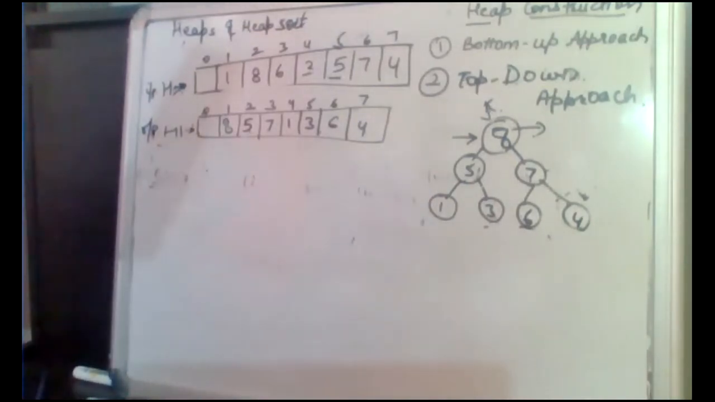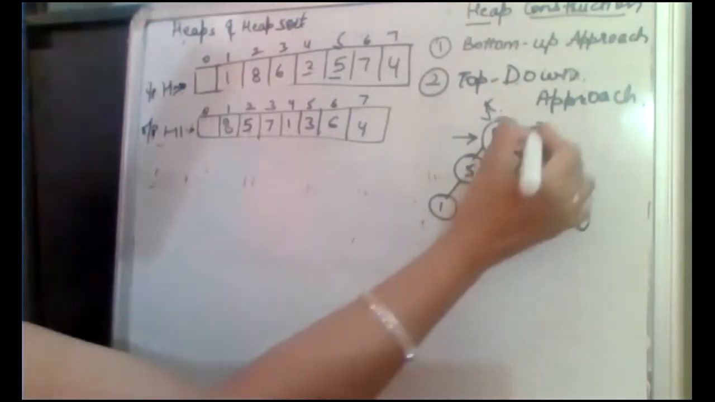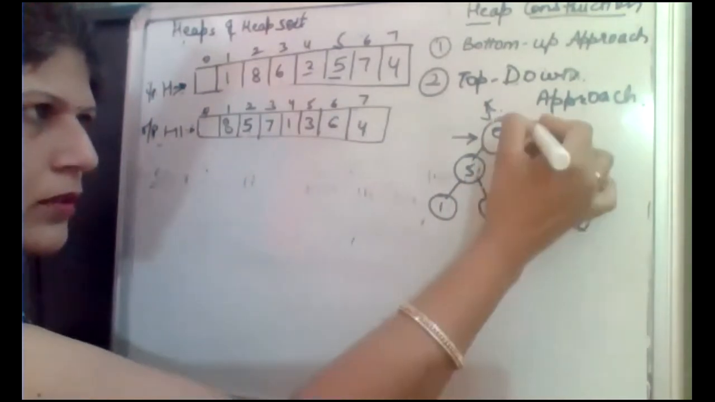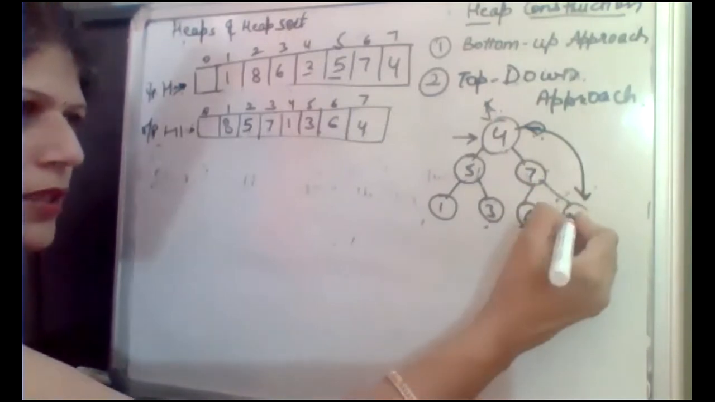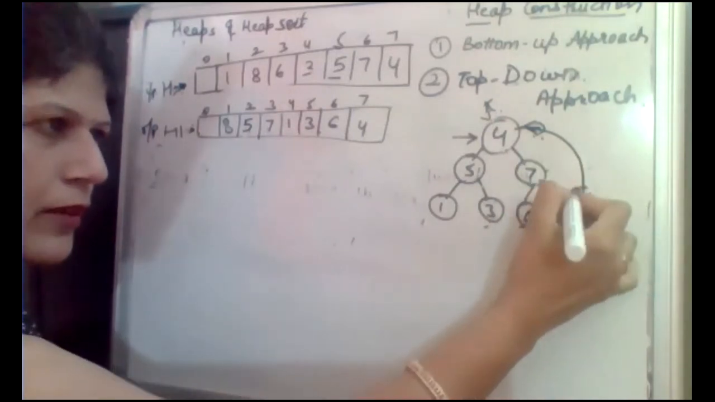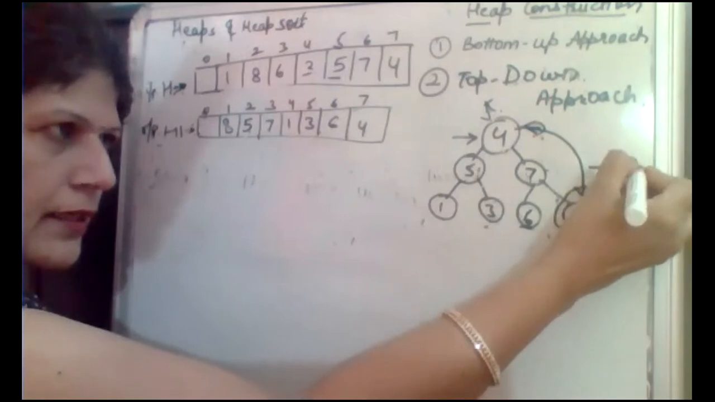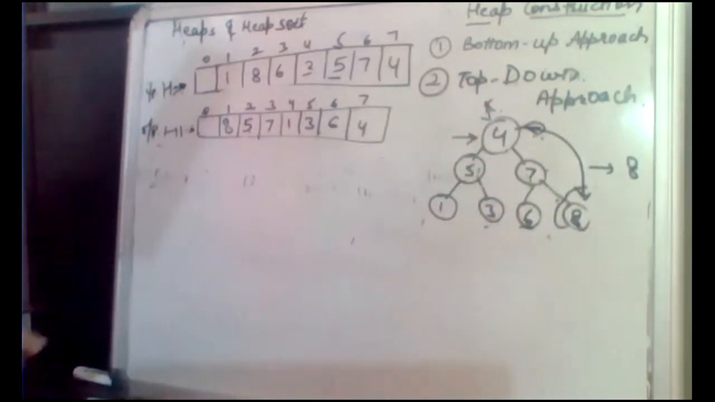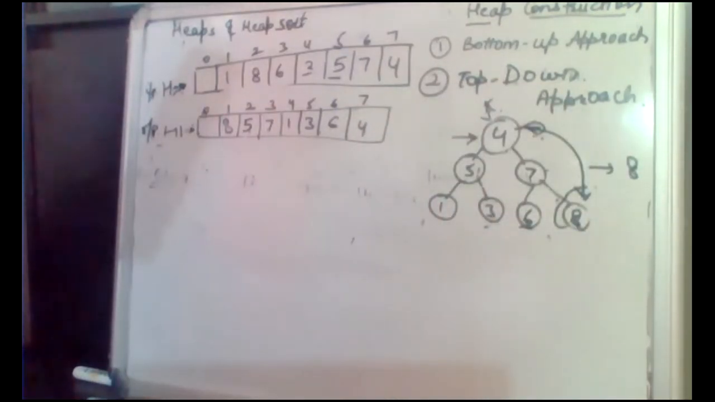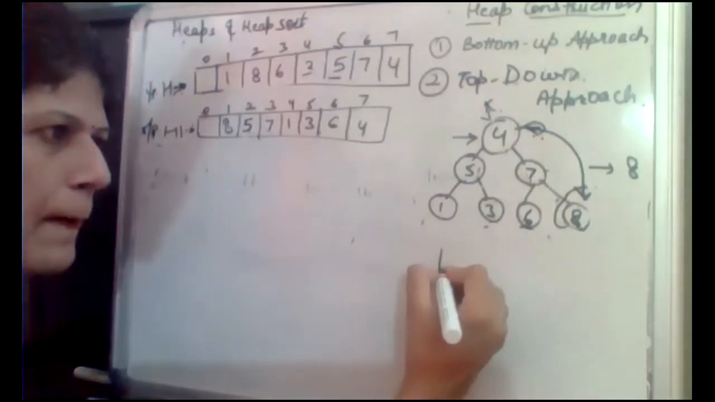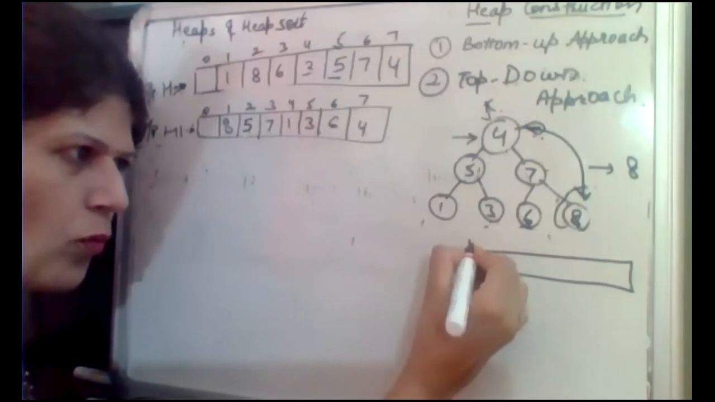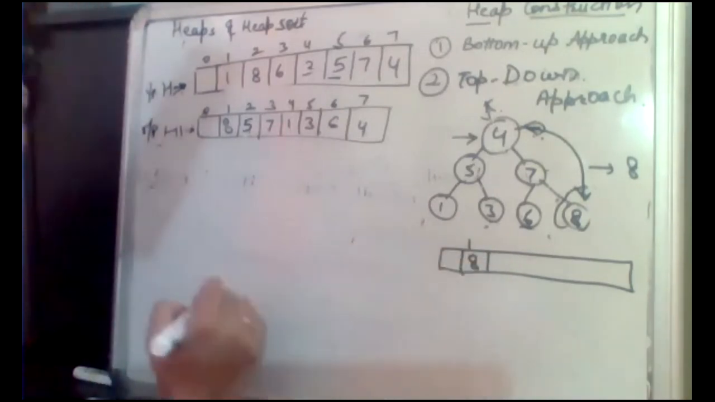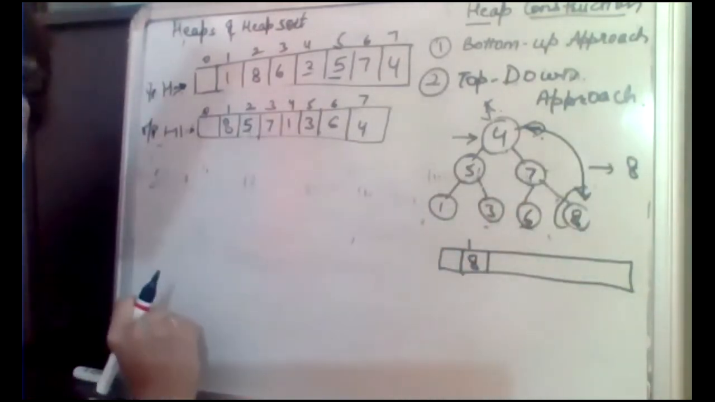Okay. So from this tree, again, we have to swap the 2. So 4 comes here, 8 comes here. So from this step, we are going to get 8. Yes. So let's say my sorted array is this. So at the first index, 8 has come because it is deleted and it is kept here.